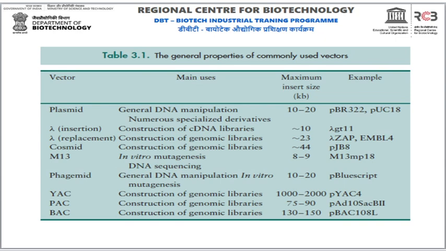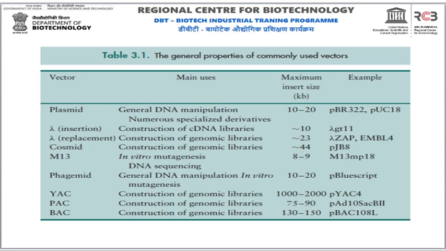Next are the general properties of commonly used vectors. The first is plasmid, which is used for general DNA manipulation. Regarding lambda vectors, insertion lambda vectors are used for construction of cDNA libraries, and replacement lambda vectors are employed for construction of genomic libraries.